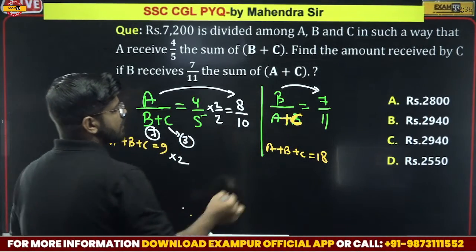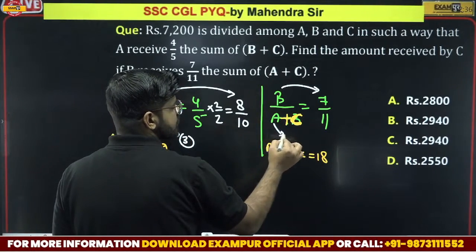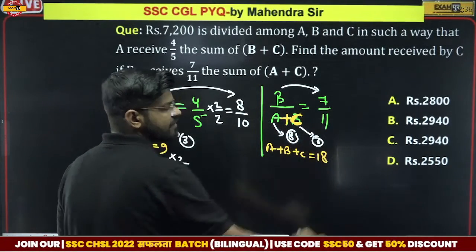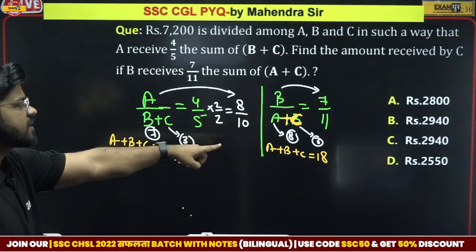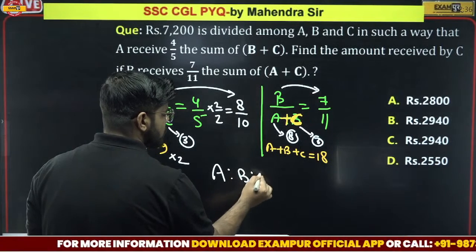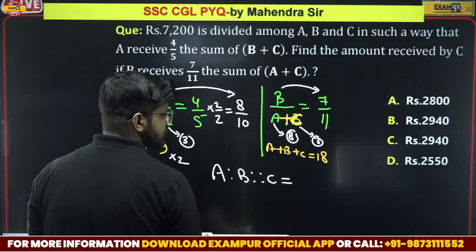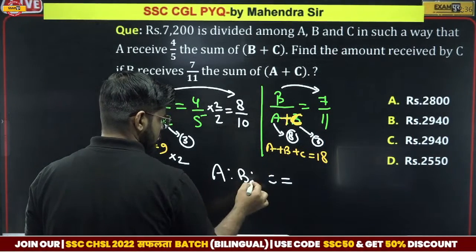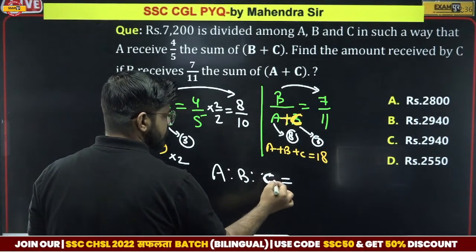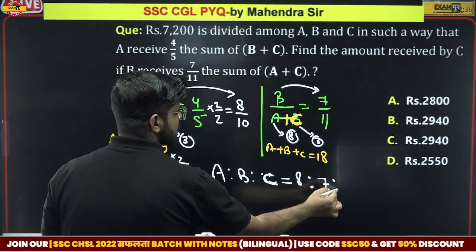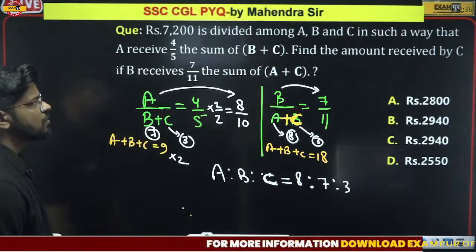Or you can say if A is 8, then C should be 3, so that makes it 11. So C is nothing but 3 parts. Now I am getting the ratio A is to B is to C. What is this ratio? It is 8 is to 7 is to 3.